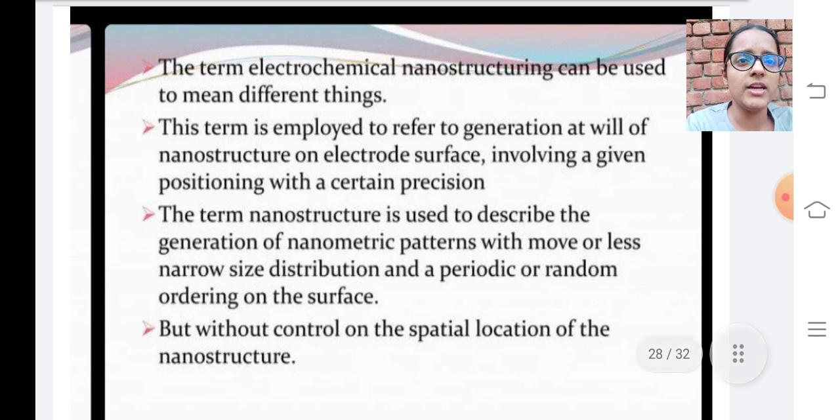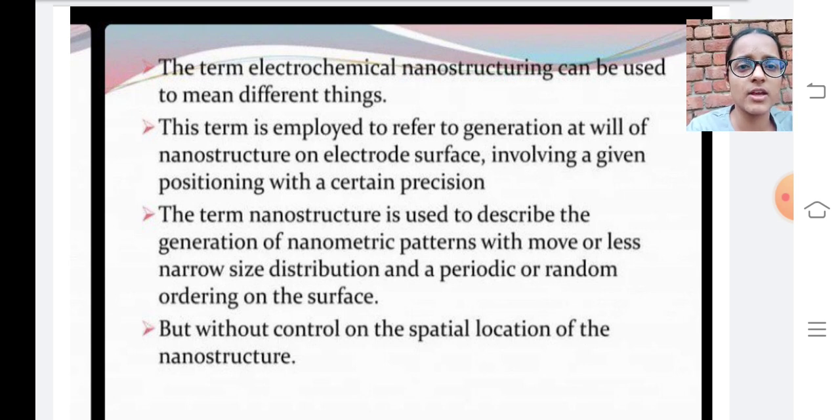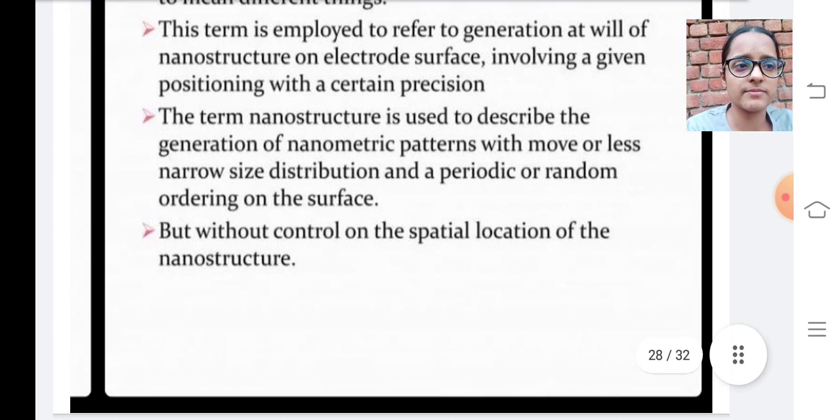The term electrochemical nanostructuring can be used to mean different things. This term is employed to refer to the generation at will of nanostructures on an electrode surface involving a given positioning with a certain precision. The term nanostructure is used to describe the generation of nanometric patterns with more or less narrow size distribution and periodic or random ordering on the surface, but without control on the spatial location of the nanostructure.